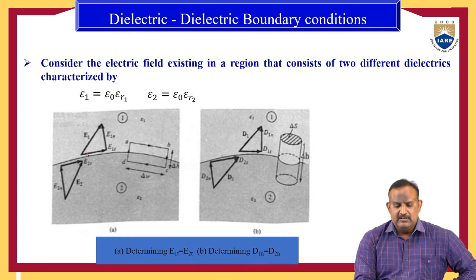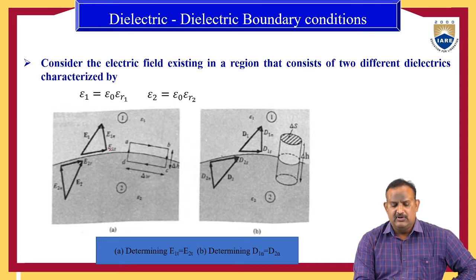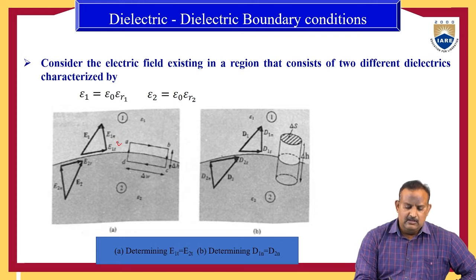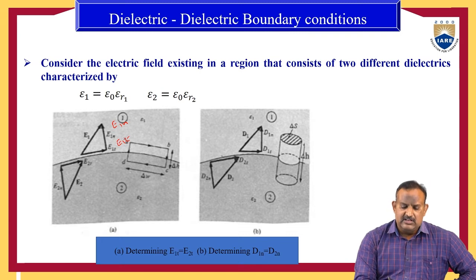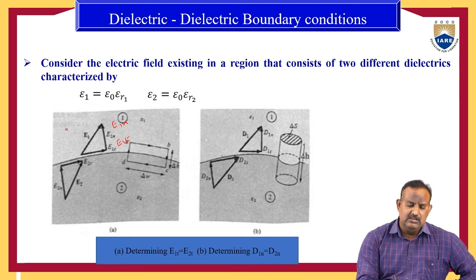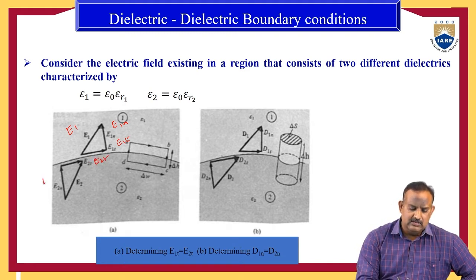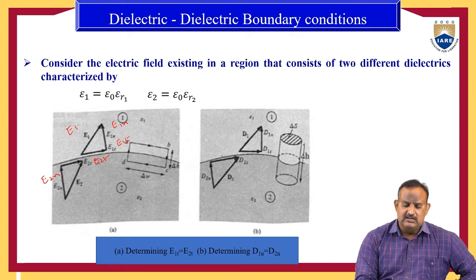If you observe the figure, there is a tangential electric field component E1t, which is tangential to the boundary, and E1n, which is normal to the boundary surface. The resultant of E1t and E1n is E1. Similarly, in media 2, we have E2t and E2n, and the resultant of these two is E2.